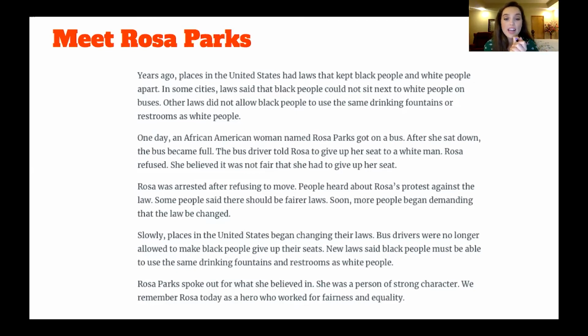Rosa was arrested after refusing to move. People heard about Rosa's protest against the law. Some people said there should be fairer laws. Soon, more people began demanding that the law be changed. All right, what is our topic sentence? Hopefully you guys said Rosa was arrested. That is such an important detail because her being arrested is what really sparked the change.